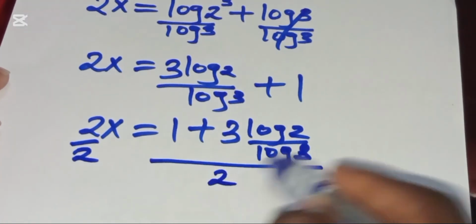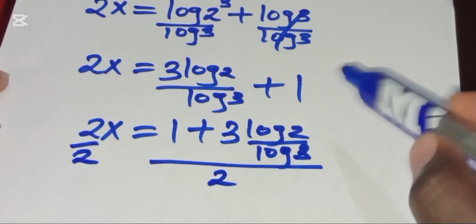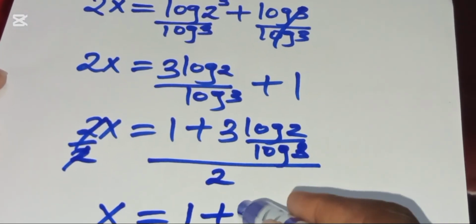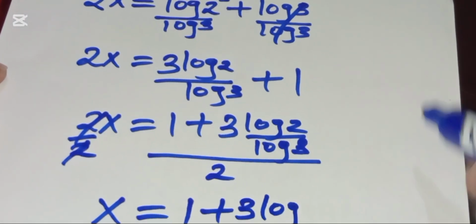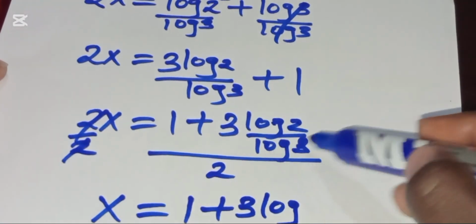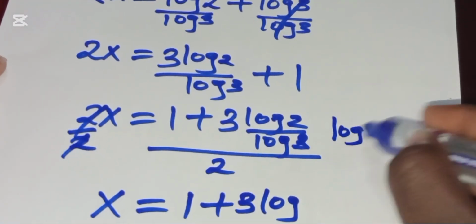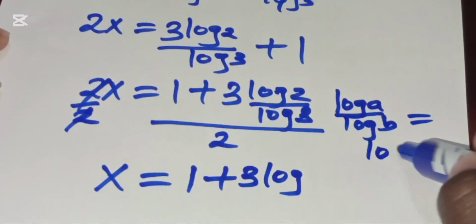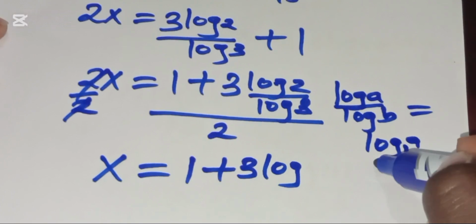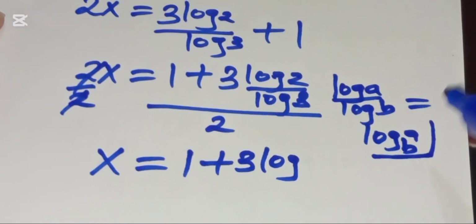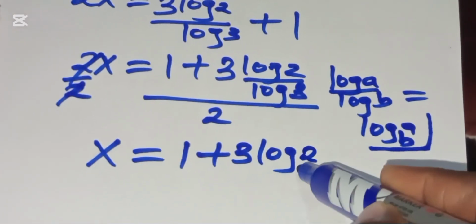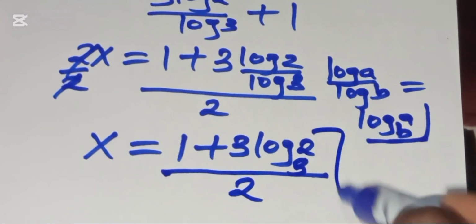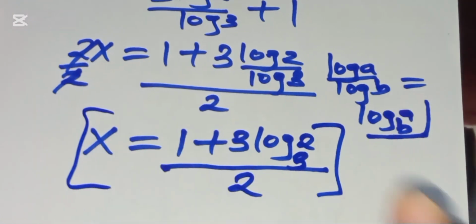Now we can divide both sides by 2. So x is equal to 1 plus 3 log 2 divided by log 3, all over 2. Now, log 2 divided by log 3 is in the form of log a divided by log b, which we can express as log a to base b. So let's apply this property so that we're going to have 1 plus 3 log 2 to base 3, divided by 2. So this is the value of x.